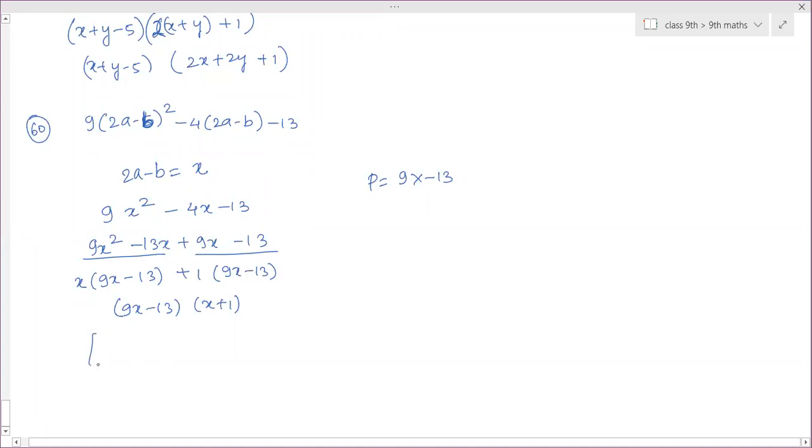Replace the value of x. 9 into bracket 2a minus b plus minus 13. Second one is 2a minus b plus 1. Simplify. 18a minus 9b minus 13. Second bracket 2a minus b plus 1.